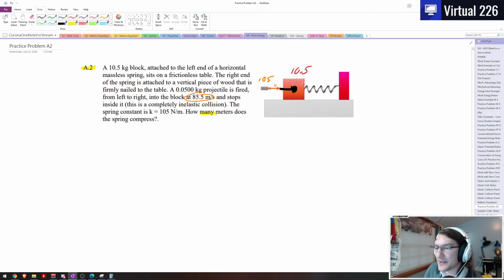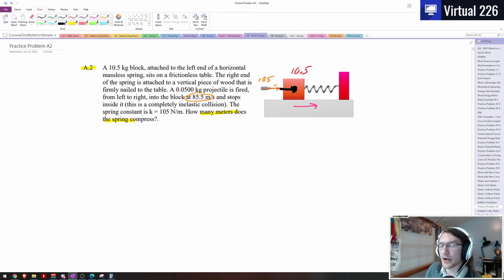What we're looking for is how many meters the spring compresses. Because we have to imagine that as this bullet hits the block, it goes into it, but then once it gets stuck, that spring is going to get compressed to the right by some amount. Maybe a little, maybe a lot. We don't know. That's what we're trying to find out.